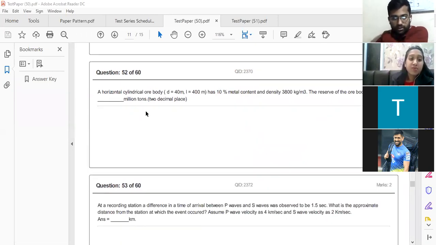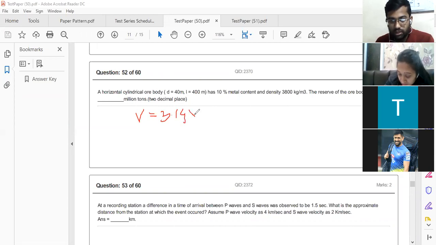In a horizontal cylindrical ore body, diameter 40, length 400 meter, has 10% metal content and density 3 kg per meter cube. So the reserve of the ore body is how many million tons? First calculate volume. Volume of cylinder is pi r square h. Let's say pi is 3.14 r square.